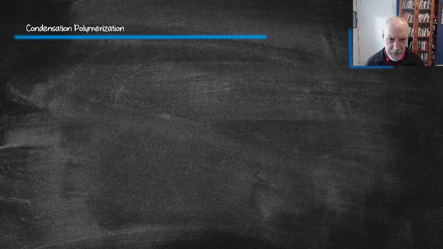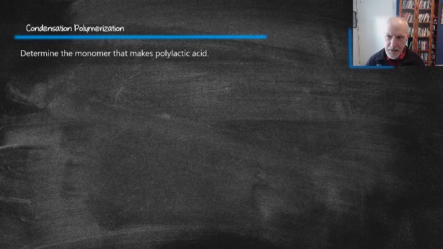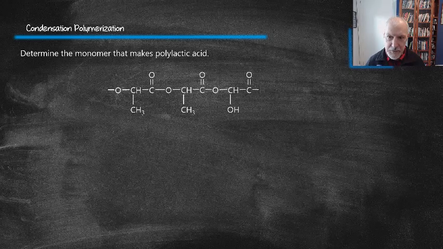Let's look at a question around condensation polymers. Determine the monomer that makes the following polylactic acid. So here's an example of a stretch of the molecule. And the first thing I'm going to do is identify the fact that I have an ester group. That means that my monomer is more than likely going to contain an alcohol and a carboxylic acid.